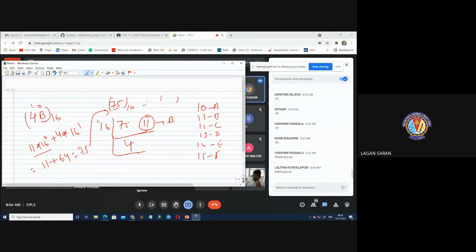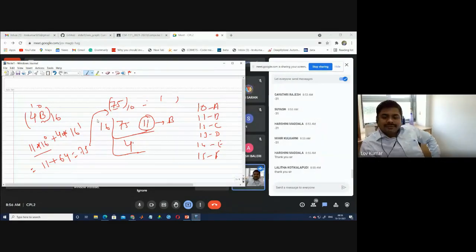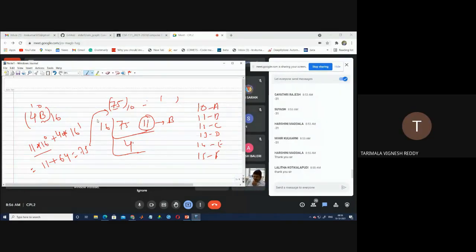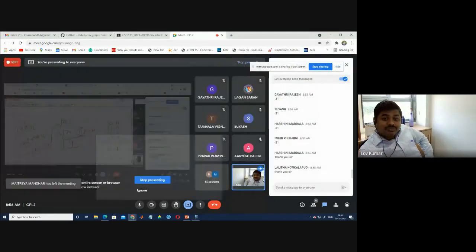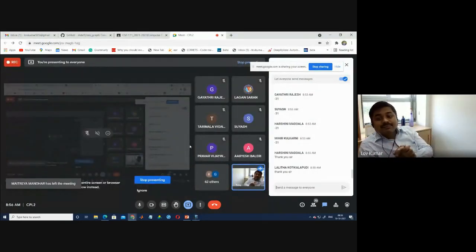Clear? Thank you, sir. Yes, sir. Sir, if we use a sign magnitude system, we won't have many problems in today's computers, right? Because we can store a number in 16 bits, right? Yeah, what I'm saying is, we have taken a simple example.